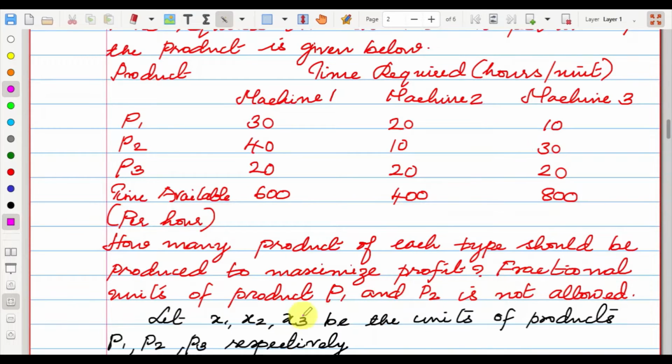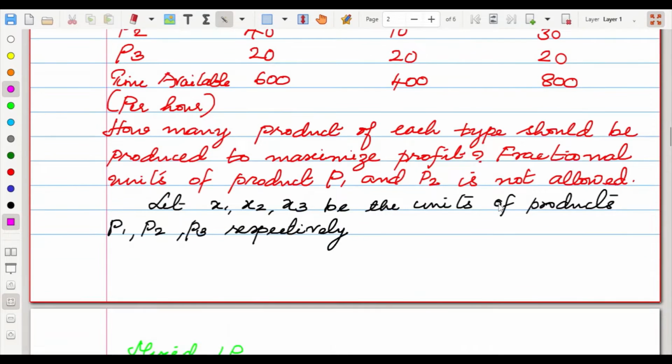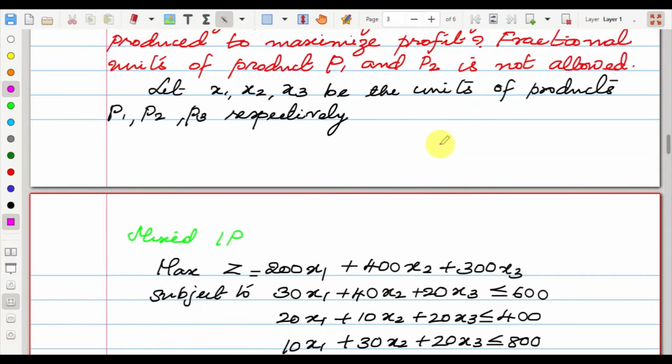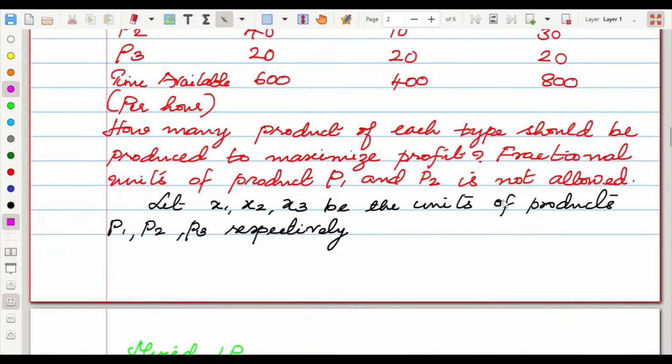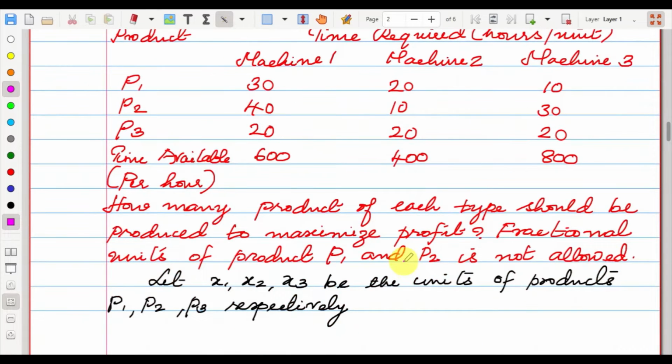So fractional units of product P1 and P2 is not allowed. Okay, how will you solve this problem? So it is given that fractional unit of product P1 and P2 are not allowed, which means it is an integer programming problem. So here we are having 3 products P1, P2, P3.